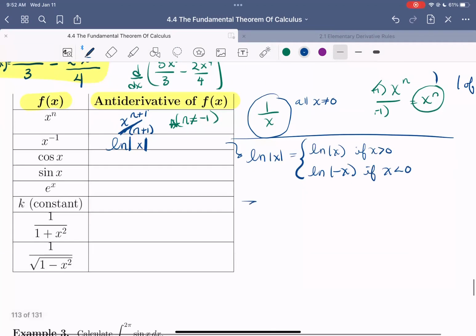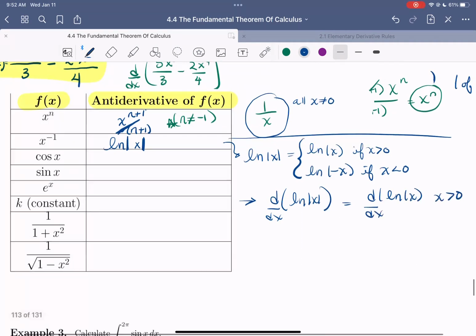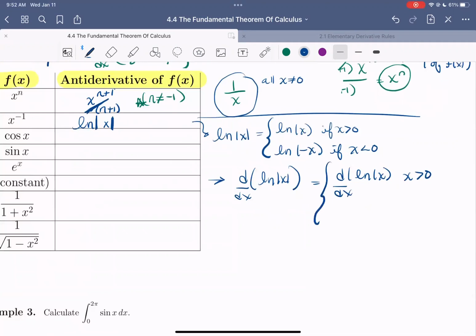Okay, so what does this mean in terms of the derivative? Well, that means the derivative of ln of absolute value of x is equal to the derivative of ln of x if, again, x is bigger than 0, and is equal to the derivative of ln of negative x if x is less than 0.